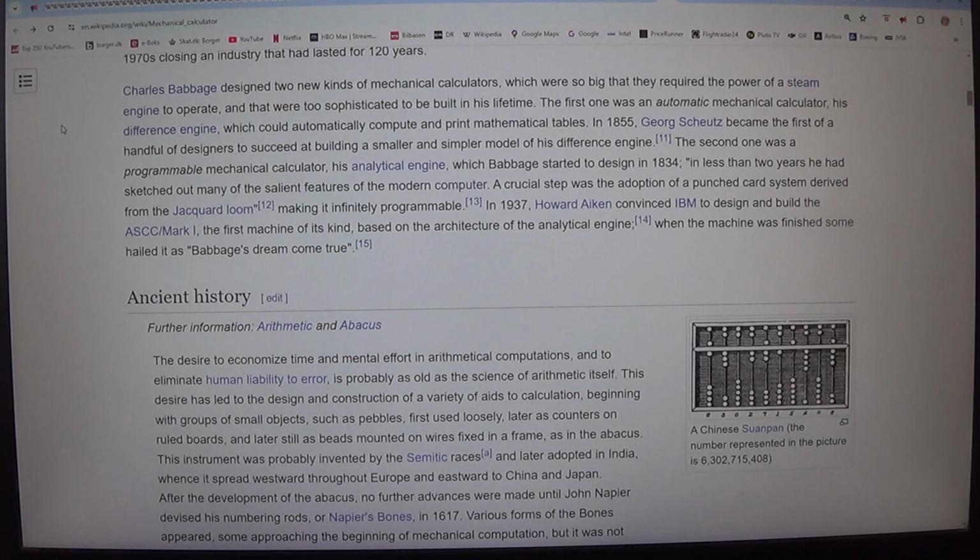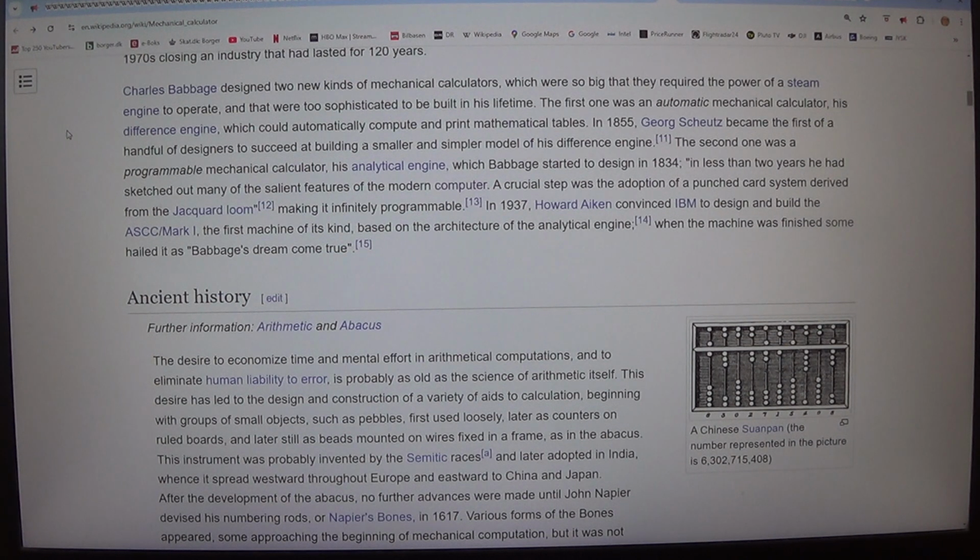In 1855, Georg Scheutz became the first of a handful of designers to succeed at building a smaller and simpler model of his difference engine. The second one was a programmable mechanical calculator, his analytical engine, which Babbage started to design in 1834. In less than 2 years he had sketched out many of the salient features of the modern computer.